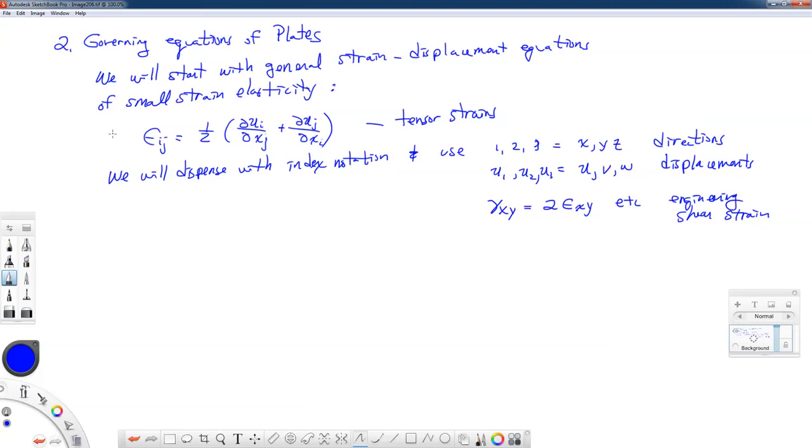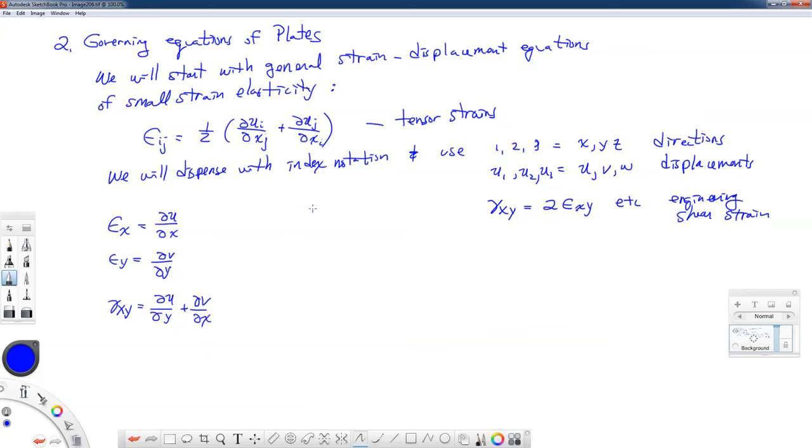Well, for this then, we can write down our strains. In the x direction, we would have a 1/2 partial of u1 with respect to x1 plus the partial of u1 with respect to x1, or with our expanded notation, partial of u with respect to x. Similarly, strain in the y direction is the partial of v, the displacement in the y direction, with respect to y. Shearing strain gamma xy is going to be equal to the partial of u with respect to y plus the partial of v with respect to x.